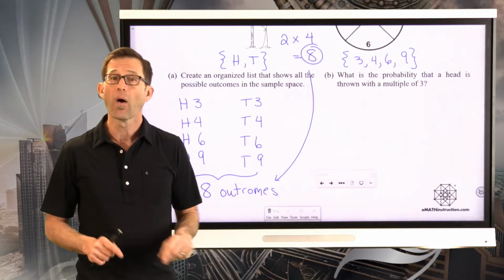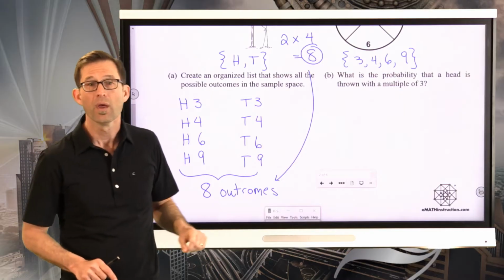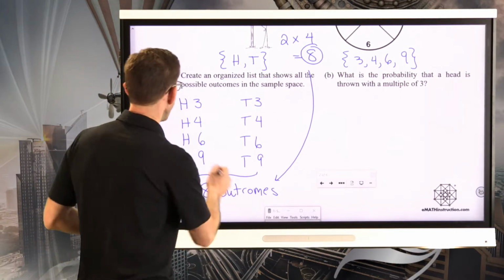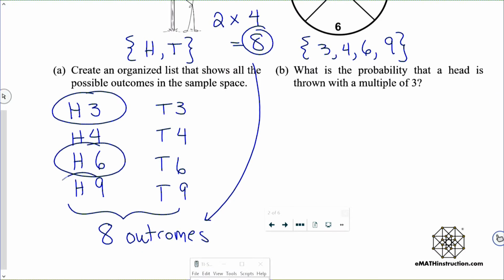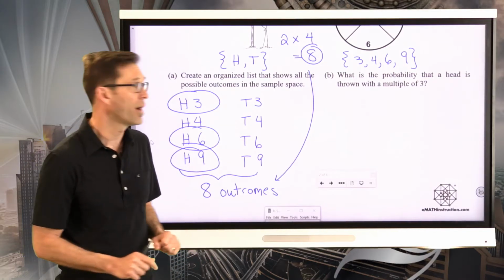Now, I want to know the probability that I'm going to get a head thrown with a multiple of 3. Well, that means I don't look at any of these, because those are all tails. And which ones were multiples of 3? A head and a 3, a head and a 6, and a head and a 9. So I have 8 total outcomes.